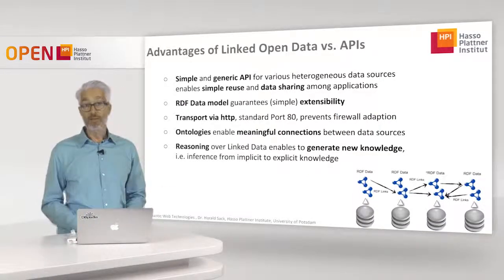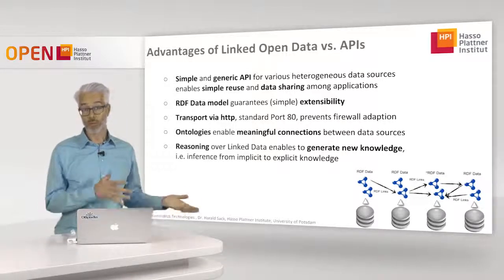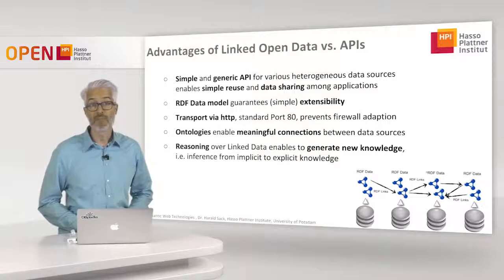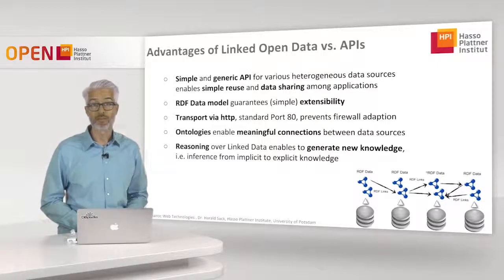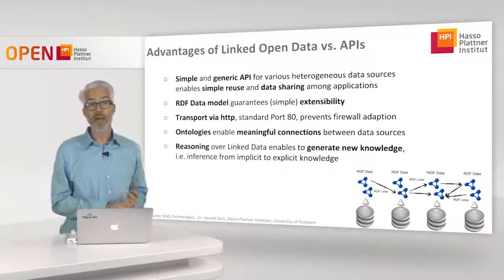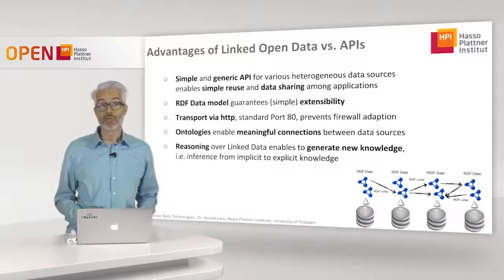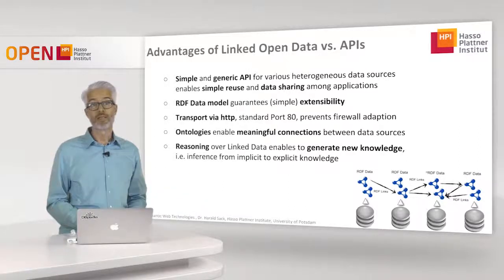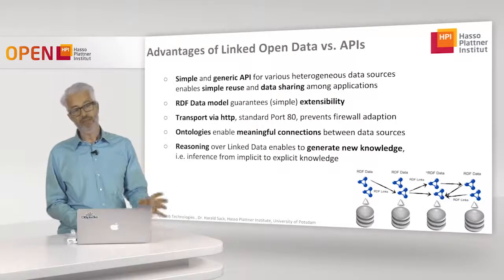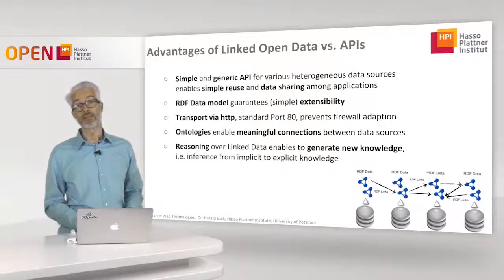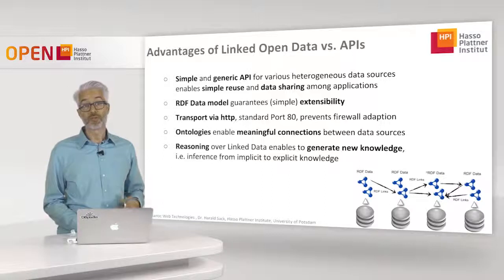Okay, in the end, of course, we sum up with the advantages you will have with linked open data versus proprietary APIs. I mean, you should already know that, so it's only a summary of things we have already talked about. So first of all, if you're using linked data, you have a simple and a completely generic API for heterogeneous data sources, which enables simple reuse as well as data sharing. Whenever you are using an RDF data model, this guarantees simple extensibility. So changing a data schema is no big issue if you are using RDF.